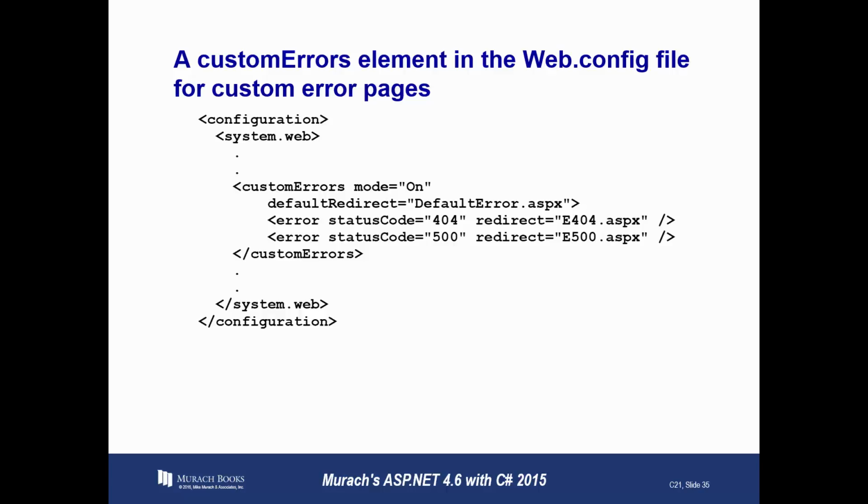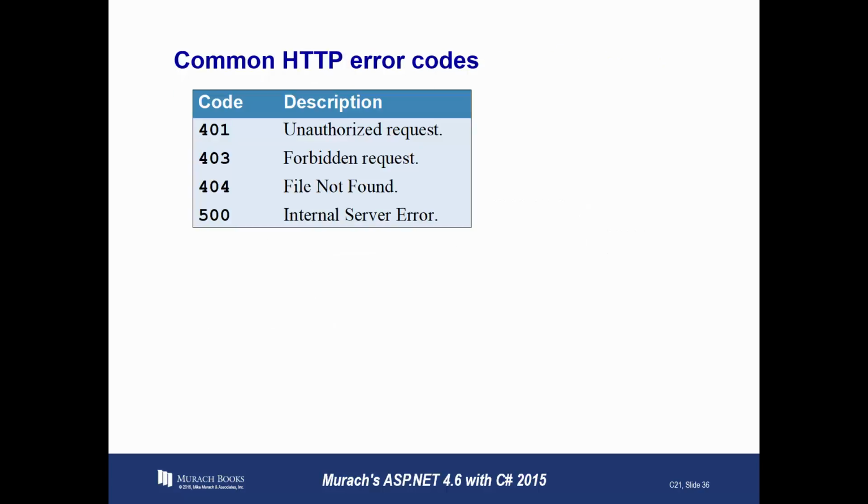Not all unrecoverable errors cause ASP.NET to throw an exception. Some error conditions result in HTTP errors that are handled by the server itself. For these errors, you can use the custom errors element in the web.config file to specify custom error pages. So again, the custom error element in the web.config file lets you designate custom error pages that are automatically displayed when unrecoverable HTTP errors occur. You don't have to write code to redirect or transfer to these pages.